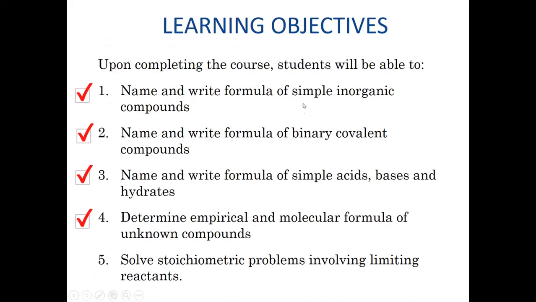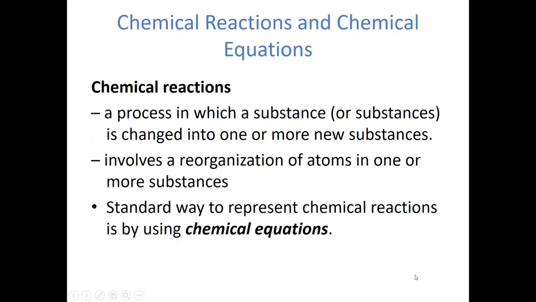And for the learning objectives for today, we move to stoichiometric problems. So: name and write formulas of simple inorganic compounds, name and write formulas of binary covalent compounds, name and write formulas of simple acids, bases, and hydrates, and determine empirical and molecular formulas of unknown compounds. This we already achieved. For today, learning objective number 5, we need to know how to solve stoichiometric problems involving limiting reactants. So today I will discuss chemical reactions and chemical equations.